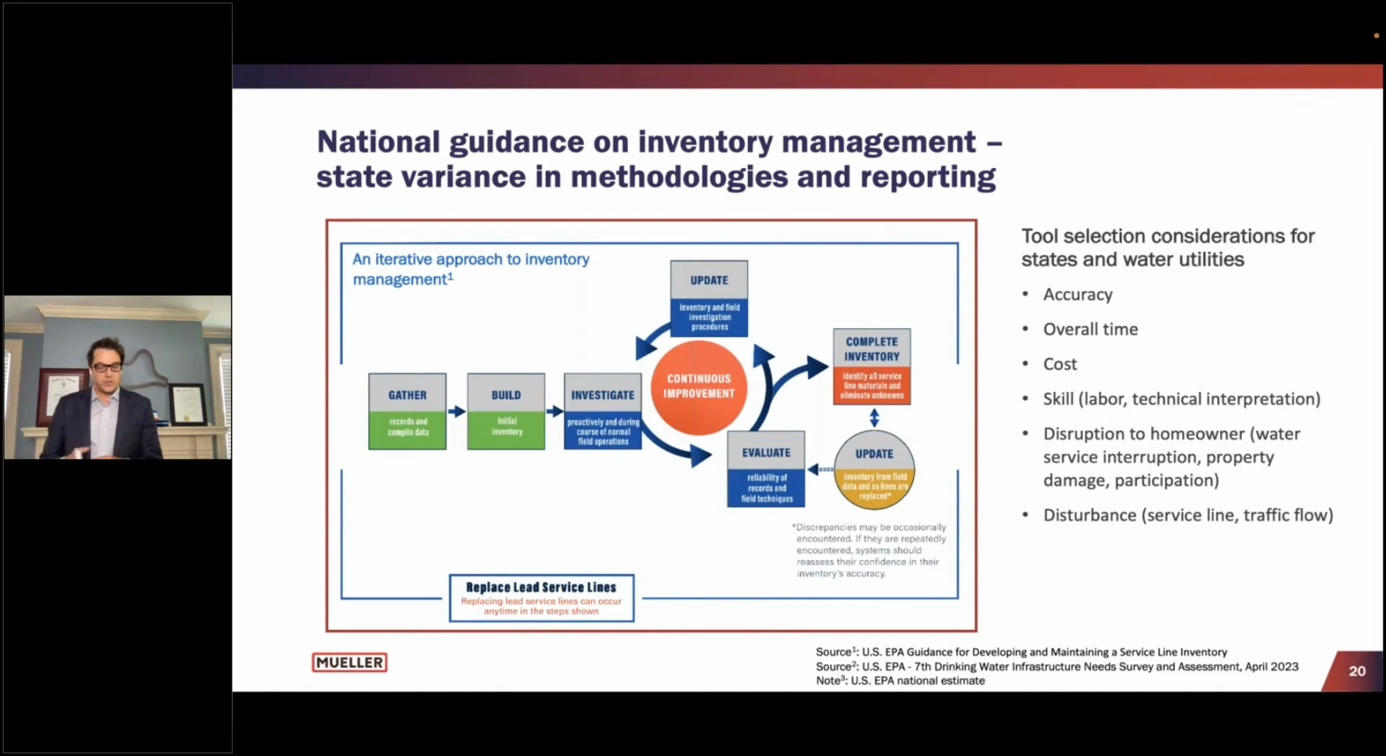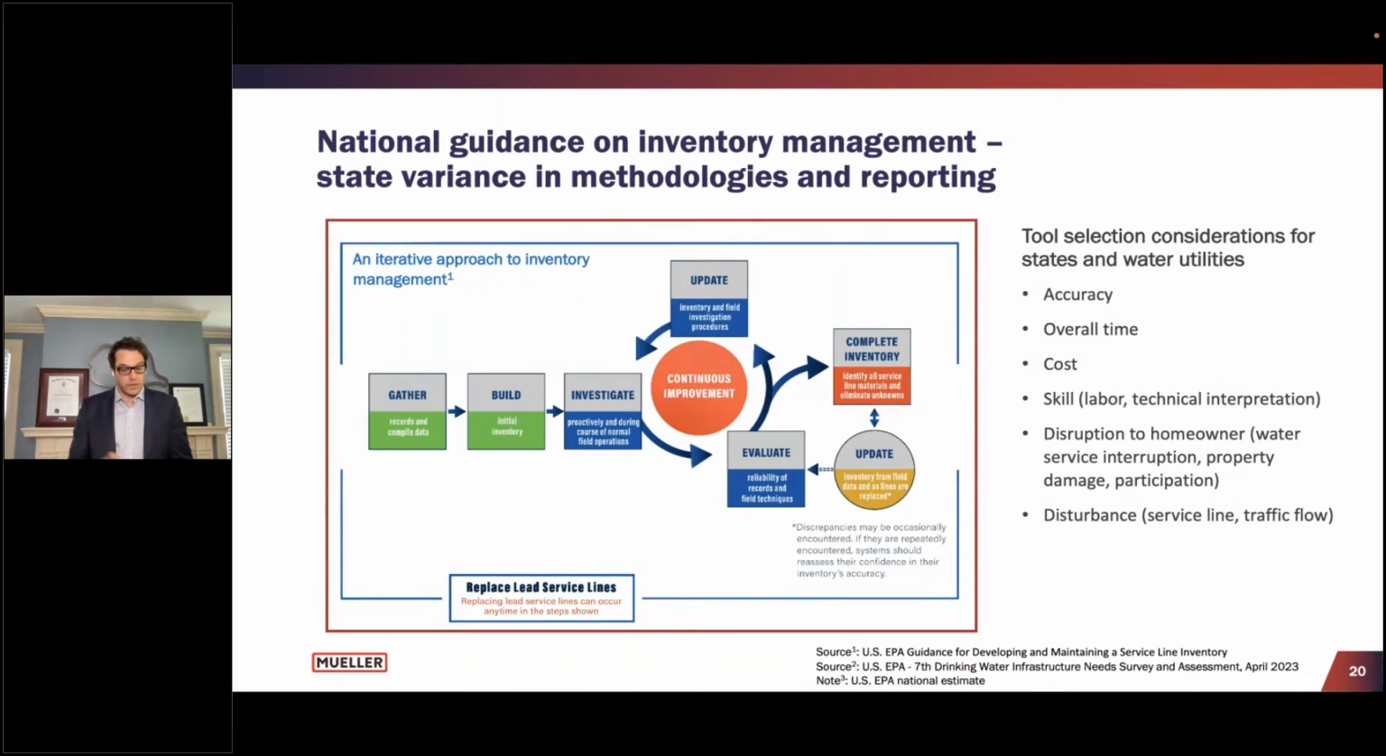But then the next step is to validate and investigate the accuracy of all that information that you gather. I would fathom a guess that nobody's got 100% complete historical records. So there's always going to be gaps in that information, and there's always going to be questions about how accurate it is. So the states and the EPA are requiring that you do field validations through this continuous improvement process to make sure that what your records say matches what's in the field, and to bring that up to a certain level of certainty that you know where all your lead pipe is.